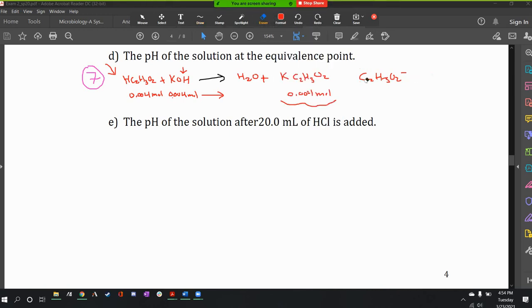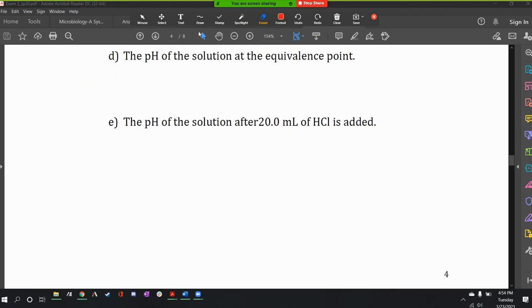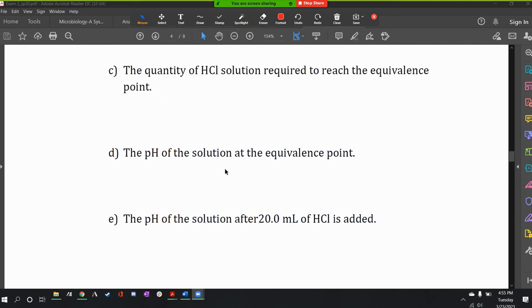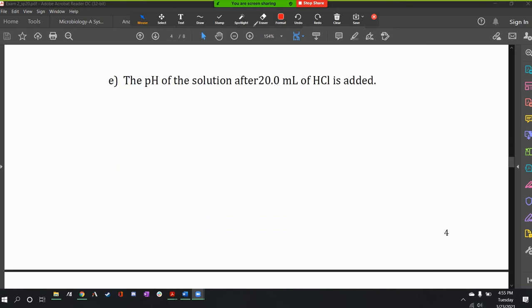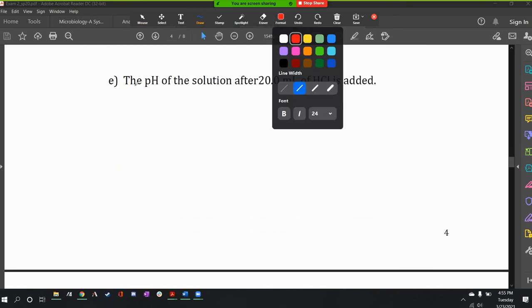All right, cool. I'm going to move on to E. Part E says the pH of the solution after 20 milliliters of HCl is added. So we can basically do the same step as when we did B. It's no different. If memory serves, yeah, it should be the same. So we'll just follow the same steps. Maybe I'll abbreviate it too, since we kind of already did part B.